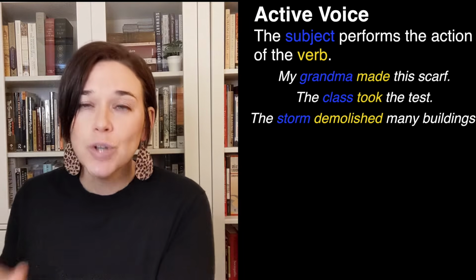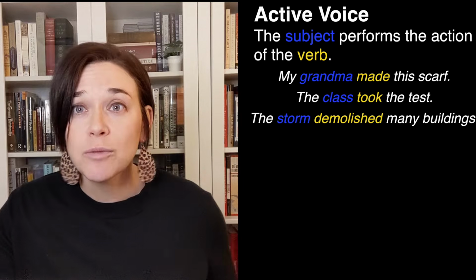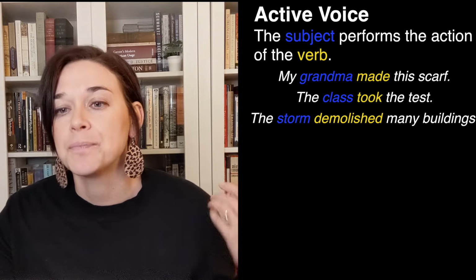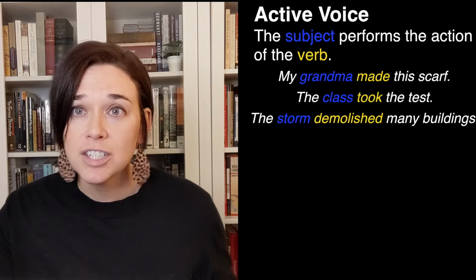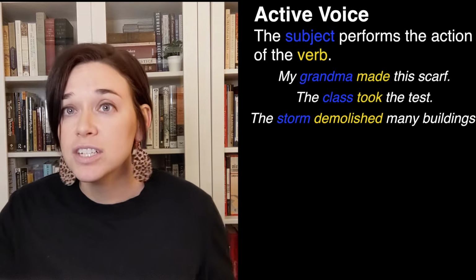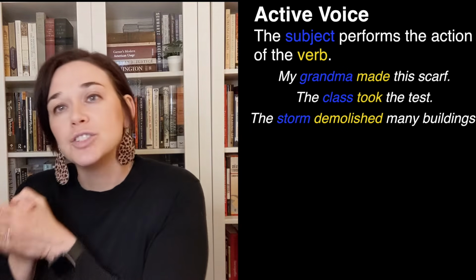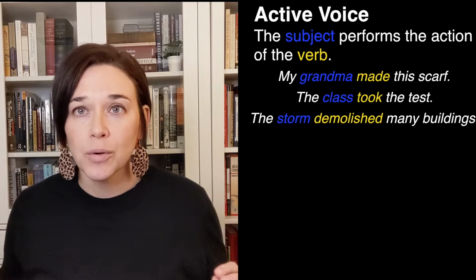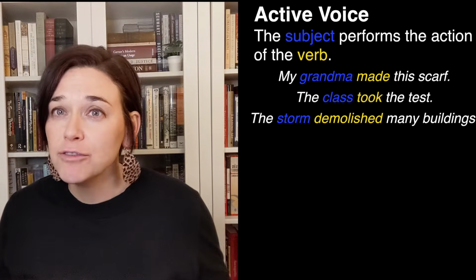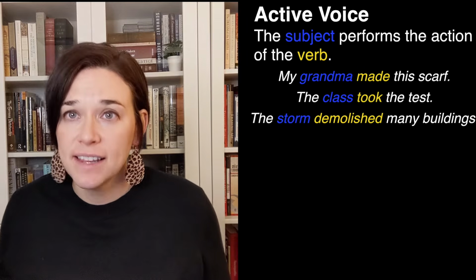The class took the test. Class is the subject here, and they are the ones performing the action. They are the ones taking the test. The storm demolished many buildings. Storm is our subject, and demolished is our verb. The storm is performing the action. It's doing the demolishing. So, to recap, when an action verb is written in the active voice, that just means that the subject is performing the action.